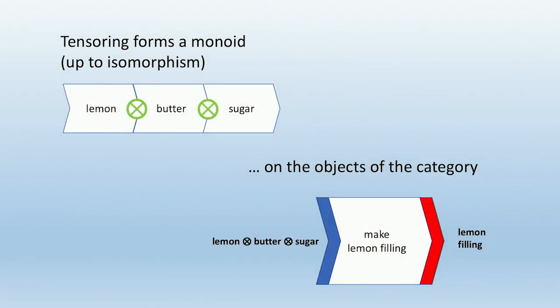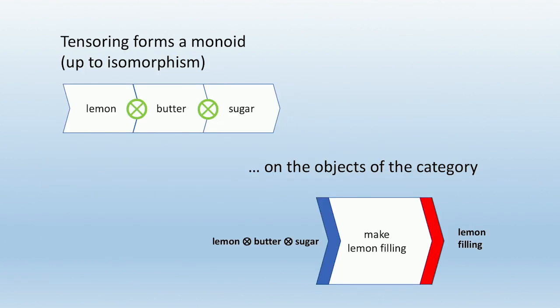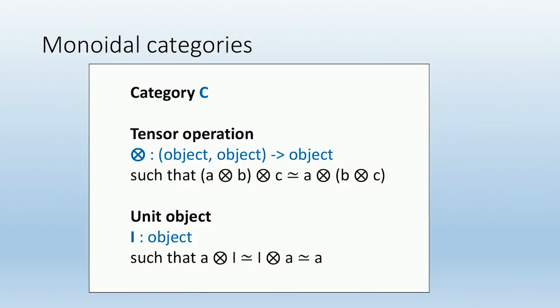And so make lemon filling, for instance, if you look at make lemon filling, you can see it takes lemon, butter, sugar. And so the object there that's the input is lemon times butter times sugar using that operation. Technical definition, the tensor operation takes two objects into an object such that it's associative up to isomorphism, and there's a unit object somewhere that does nothing. So it's just a monoid.